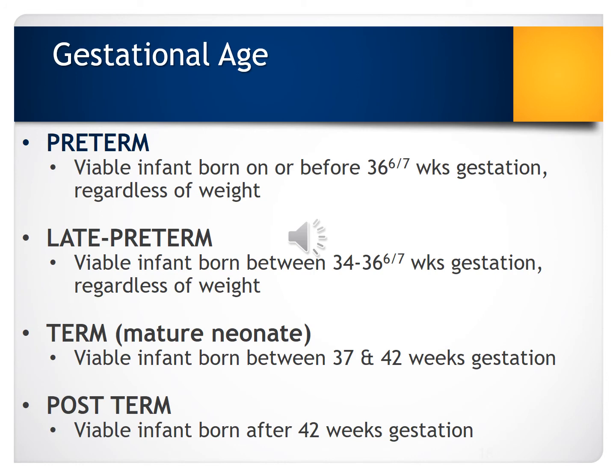Again, a refresher regarding gestational age. You should know the difference between preterm, late preterm, term, and post-term newborns. And just wanted to point out a couple of things. Late preterm is a fairly new term, within the last, I want to say, maybe 10 years that this classification has been used. And these are babies that are born between 34 and 36 6/7 weeks gestation. So 34 weeks all the way up to 36 weeks and 6 days gestation would be considered late preterm.